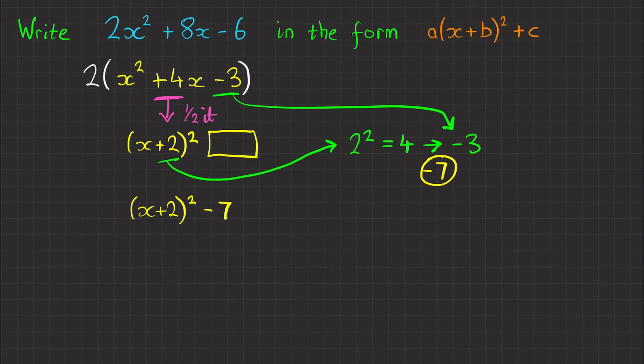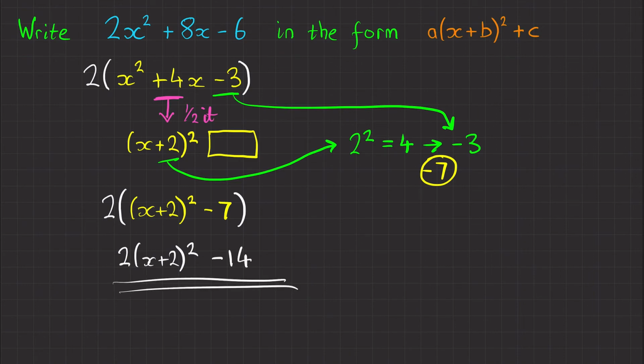At this point we need to bring back that factor we took out, which is 2, because currently we actually have 2 lots of this. We'll multiply it out, so 2 lots of this will just be 2 lots of (x plus 2) squared. And then 2 lots of minus 7 will become minus 14. And that is the answer.